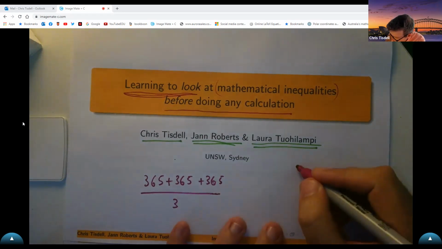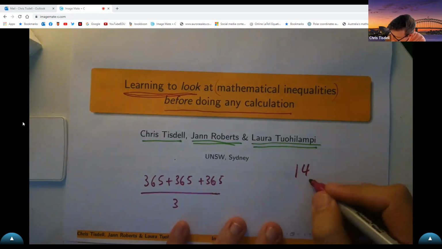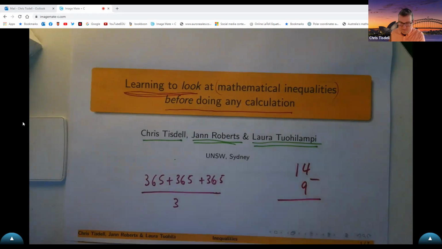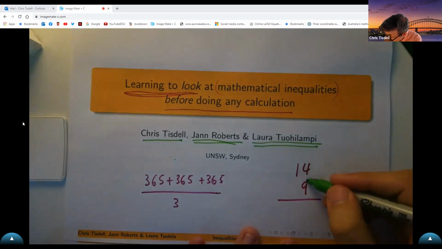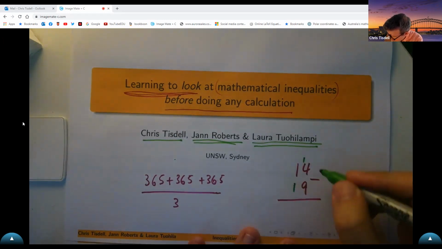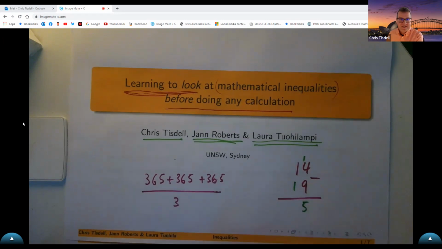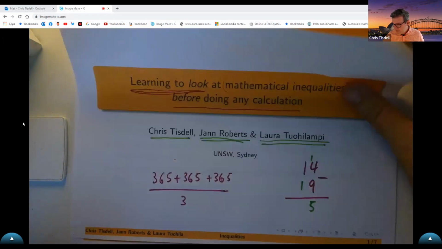What about this one? I'm sure you'll all identify with this one. 14 minus 9. Okay, well, it's a column arithmetic. Well, of course. Oh, 4 minus 9, 14, 1, 14 minus 9, 5. Again, it's a bit crazy because you don't need to do that for a problem like this, and you don't need to add up the numerator and divide by 3. So that's what I mean by learning to look, okay?